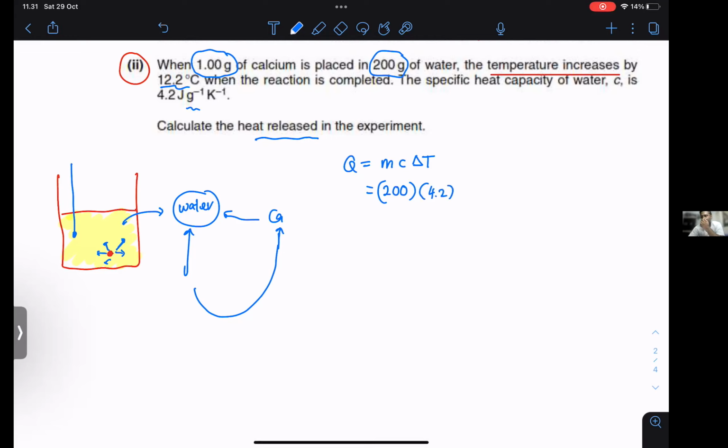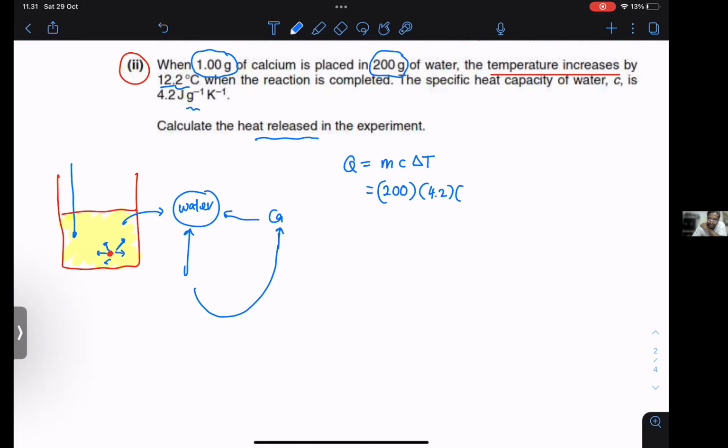Be careful with this, because in physics you are going to use kilogram, and then for C we use 4,200. For chemistry, please be careful: we are using gram, and then for C we are going to use 4.2.